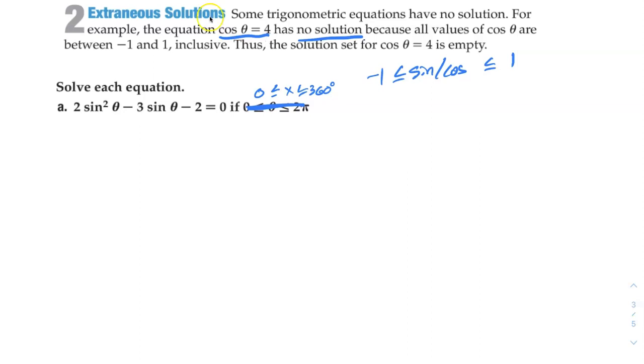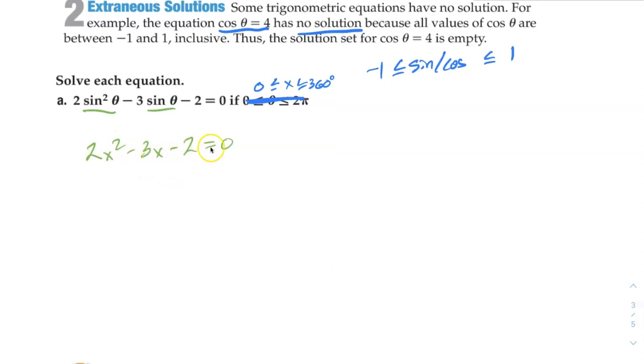Okay, so this first one. How do we solve this? 2 sine squared theta minus 3 sine theta minus 2. That looks ugly, but it should look kind of familiar. This is a quadratic. If you just ignore sine for now and make it like an x, like something you're used to, this is 2x squared minus 3x minus 2 equals 0. The way you solve a quadratic, you set it equal to 0 and you factor it. So that's what we're going to do here.